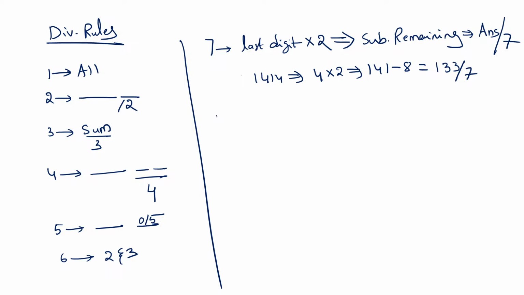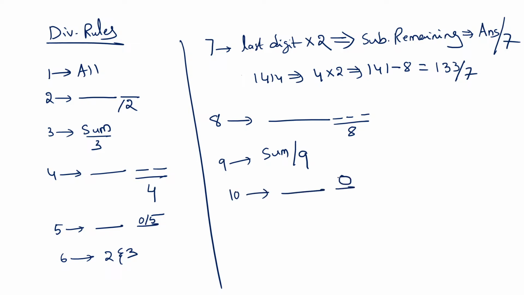Next, the rule for 8. If the last 3 digits are divisible by 8, then the number will also be divisible by 8. The rule for 9: sum of the digits should be divisible by 9. The rule for 10: last digit should be 0.